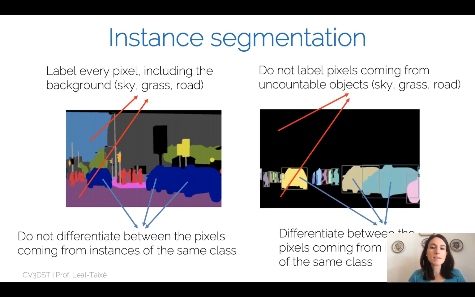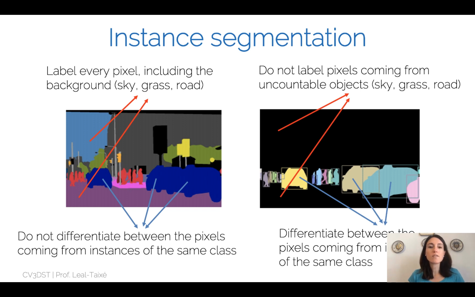Now for the task of instance segmentation, we want to go one step further. Essentially, we don't focus on labeling pixels that are coming from uncountable objects like the sky, grass, or road that we were discussing before, and we focus only on segmenting the pixels that are coming from instances of the same class of objects that we can actually count, for example, cars or people. And the idea here is that we do want to differentiate the pixels that form one car, one instance of a car, and differentiate them from the pixels that form another instance of another car.